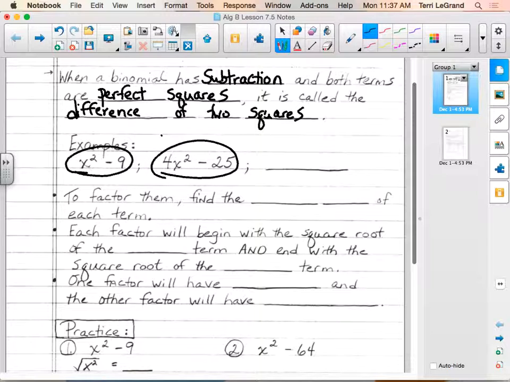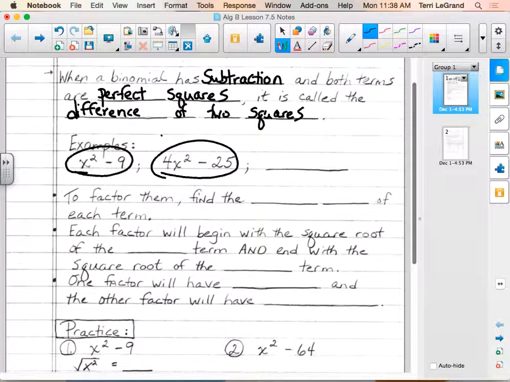Is this one a difference of two squares? 4x squared, the minus, there's the subtraction, 25. How do you feel about 25? Is that a square? Yes, because what times what gives you 25? 5 times 5. Okay. How about 4x squared? Is that a square? Is there something times itself that would give you 4x squared? 2x, because 2 times 2 is 4, and x times x is x squared. So we would say 4x squared is a perfect square. So I guess that does qualify as the difference of two squares. It has a perfect square term at the beginning, a perfect square at the end, and it has subtraction.